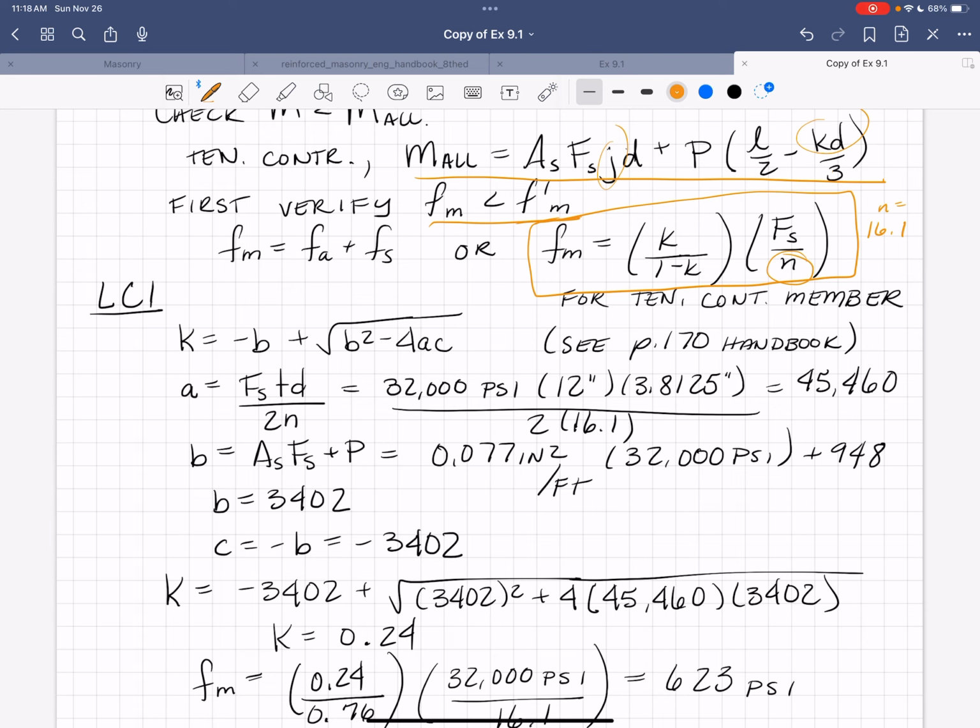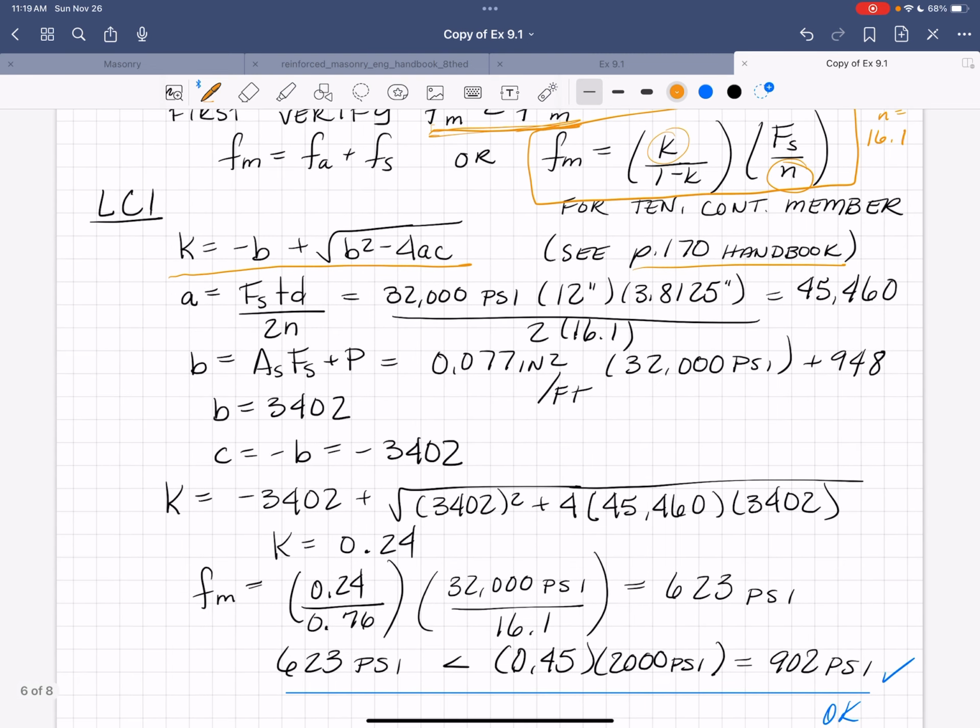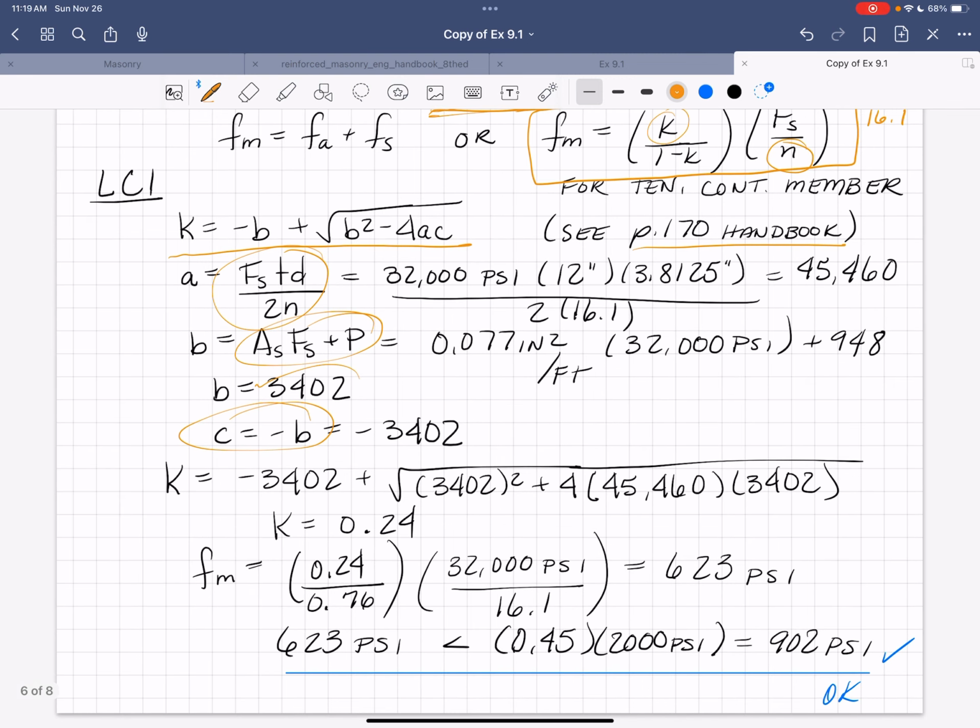Let's start and go through each load case because it'll be different for each one. Let's check this FM thing. And so I need K. I'm also going to need J. K looks basically like the quadratic equation without the over 2a. To know where this comes from, go back over to the handbook and they derive this on page 170. They get a long equation with multiple terms and you need to solve for k. The a value in that equation is here, the b value is here, and the c value is just the opposite of b.